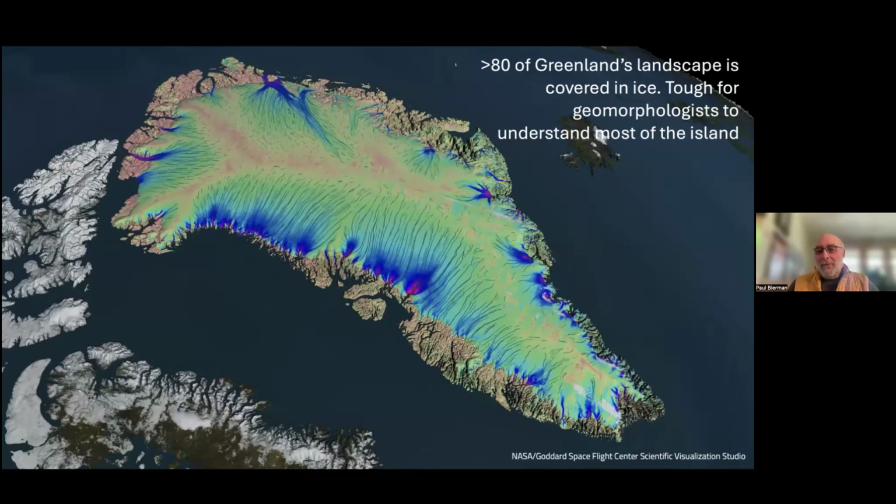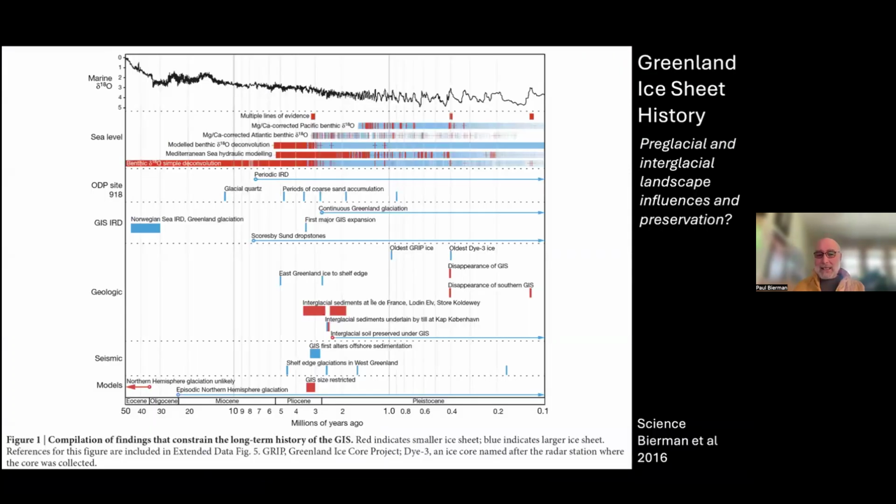All right, so more than 80% of Greenland's landscape is covered by ice, and that makes it a really tough place for geomorphologists to understand most of the island. As you can see, this is a flow model of the ice sheet. The areas around the edges are ice-free, but everything else is buried under up to 2 miles of ice at the center. And we do have some idea of the history of the ice sheet.